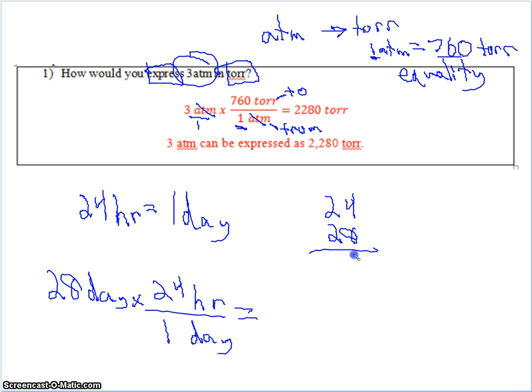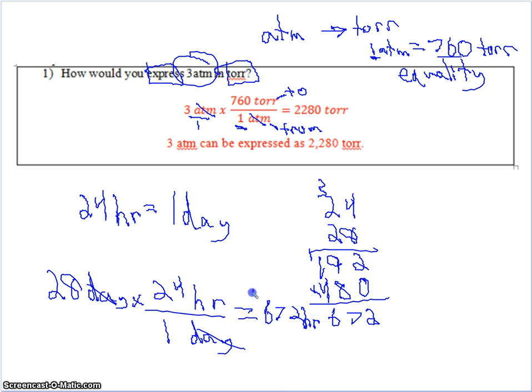8 times 4 is 32. 8 times 2 is 16, 19. Placeholder 2 is 8. 2 times 2 is 4. Add it together, we get 672. So this is 672. Days cancel out, leaving us with hours.